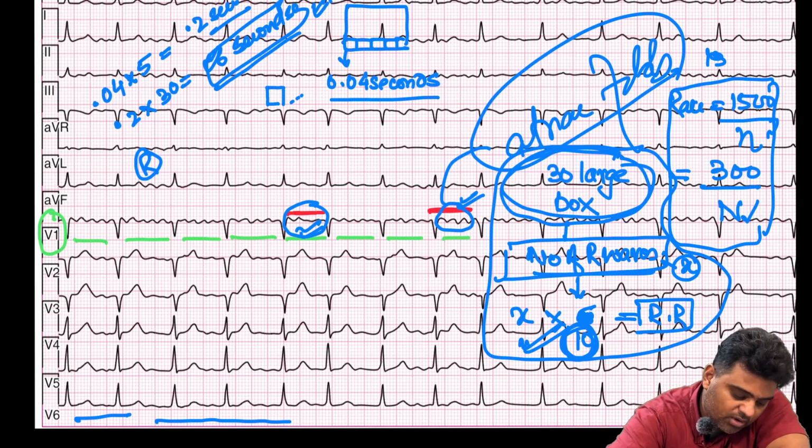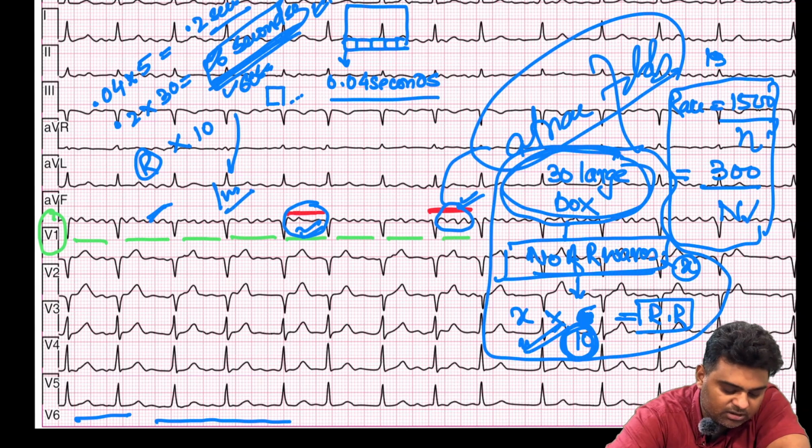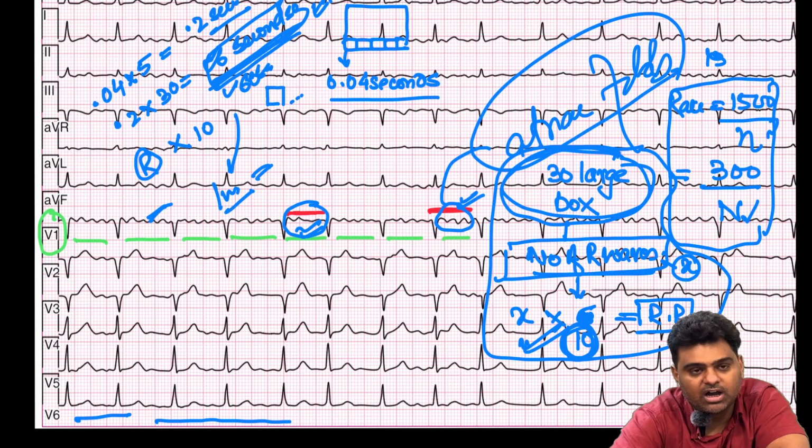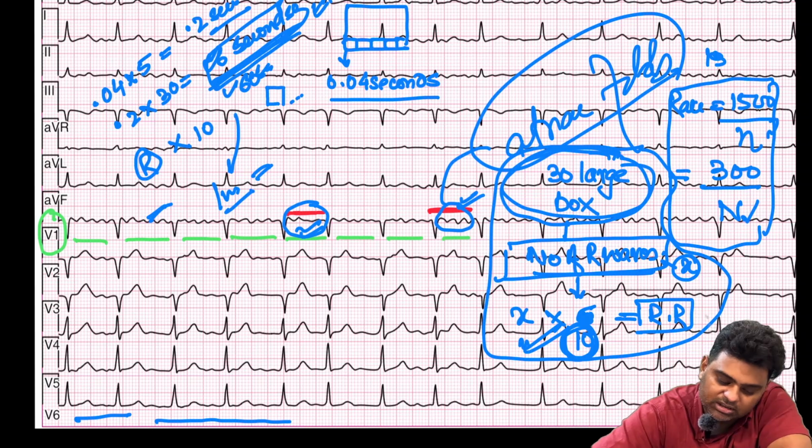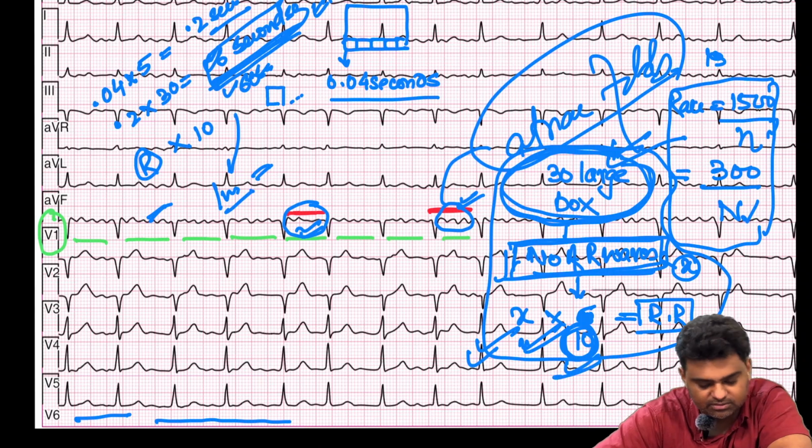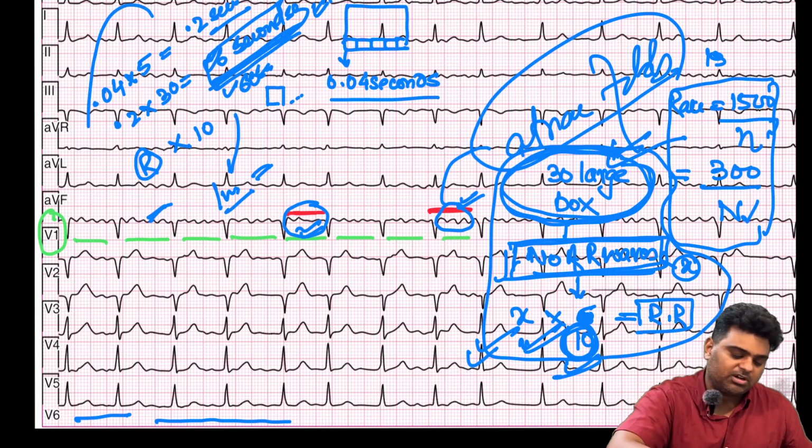Now you have actually calculated the R waves over 6 seconds. If you multiply it by 10, it will be over 60 seconds, that means 1 minute, and the number of R waves in 1 minute is the actual heart rate. So that is why you have to take 30 large boxes, calculate the number of R waves in those 30 large boxes and multiply it by 10. So this is the reason, and this is the explanation.